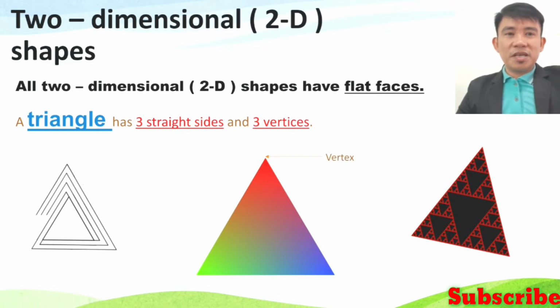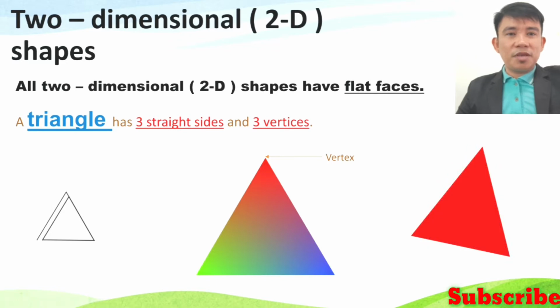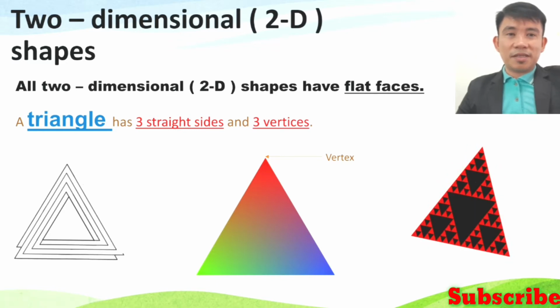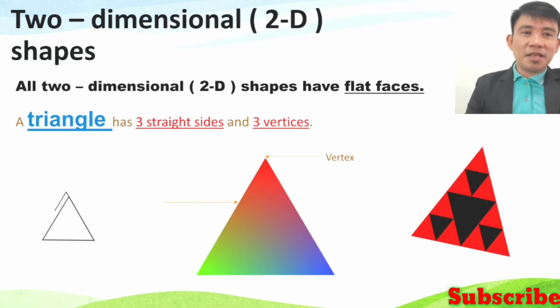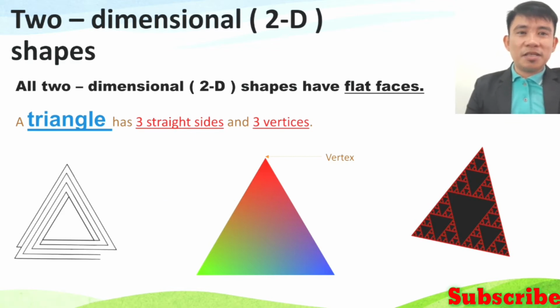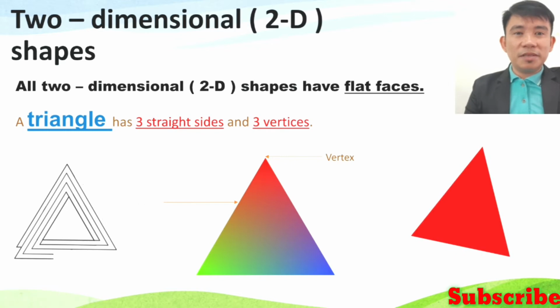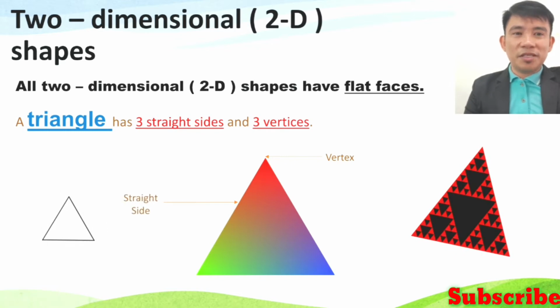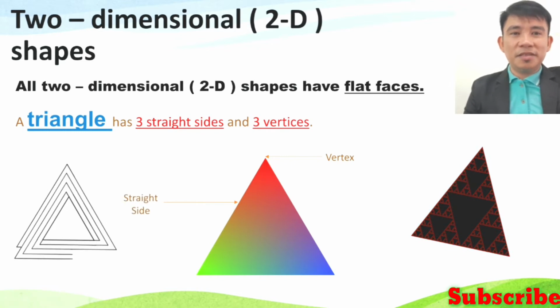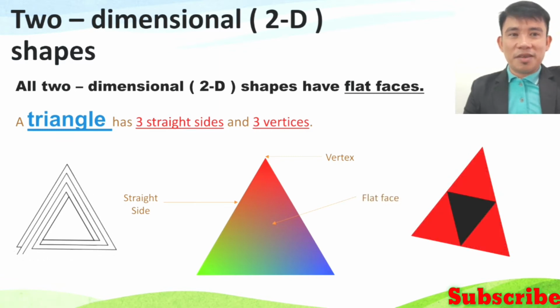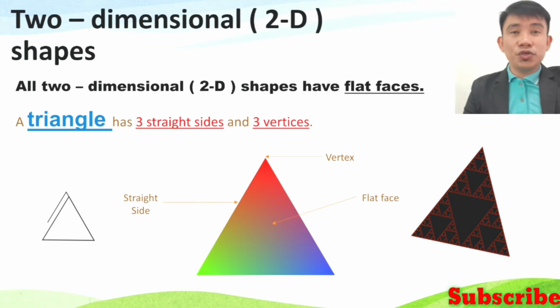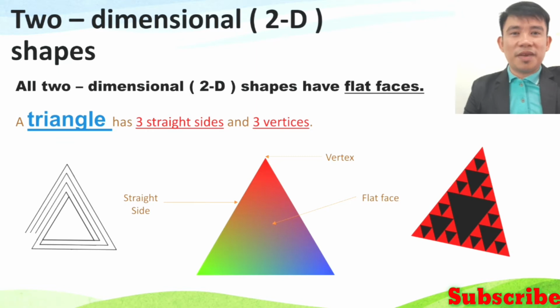Okay, a vertex. If you can point, there are three, so we call it vertices. Three vertices. Next, on the side, that's called a straight side. So there are three straight sides, and the last one is called a flat face. Okay, flat face. So always remember that all two-dimensional shapes have flat faces.